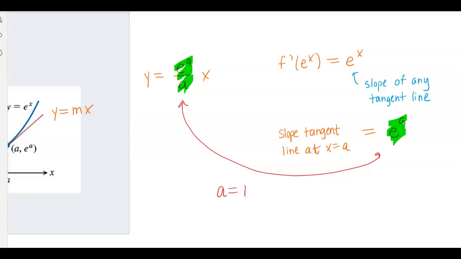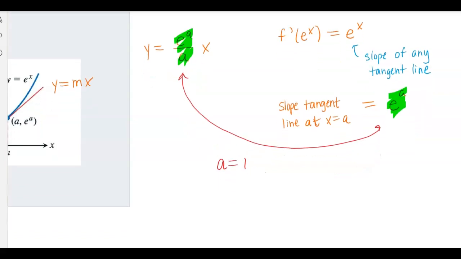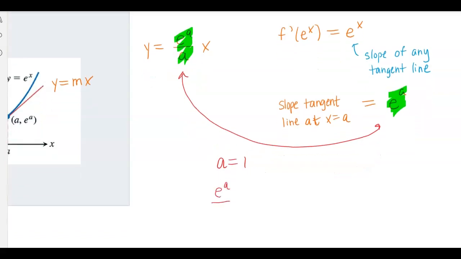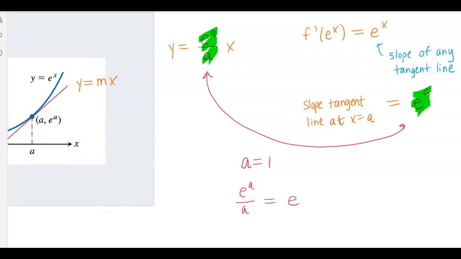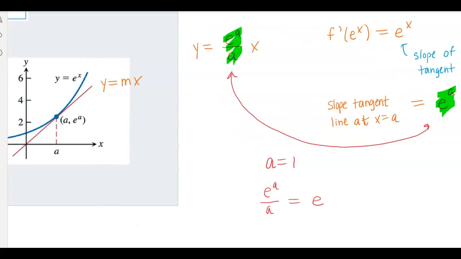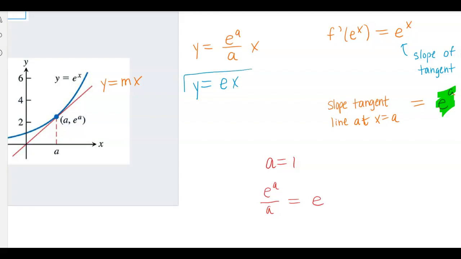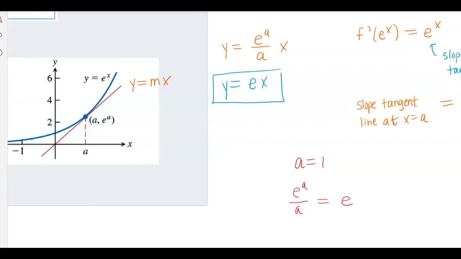So then that means that e to the a over a is just equal to e, because a is equal to 1. And so then the slope of our line, rather than being this, our line we think is going to be y equals e times x. So we're saying that that is the equation of this particular line.